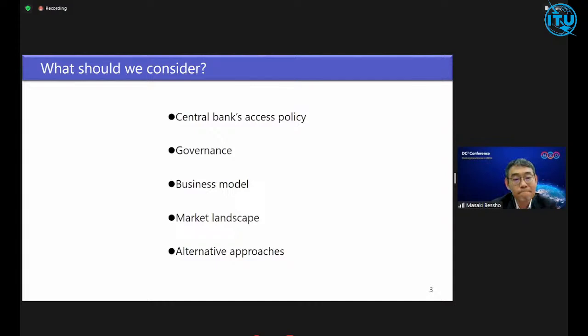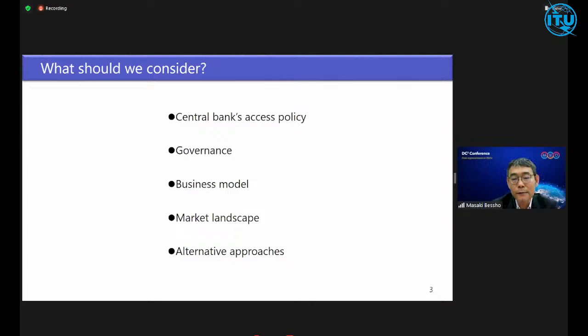The fourth item is how we, the central banks, envision the market landscape of payments and settlements in the future. Actually, we are not aiming to replace everything by CBDC. Our ultimate goal is to bring further safety and efficiency for the payment and settlement systems as a whole. Therefore, WCBDC would coexist with private monies, and we should carefully consider each money's role for the market.